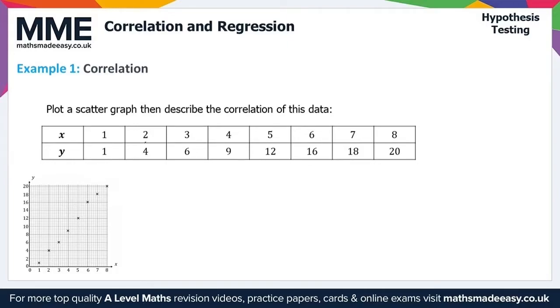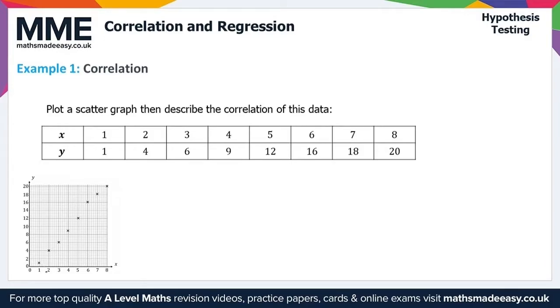Our next point is 2 units across and we go up 4 units. So we go across 2 units here and we go up 4 units there. Again following this pattern, 3, 6, so we go 3 units across and then we go up 6 units there. And like we can see, the rest of the points we just plot as we go along. Now we can easily identify the correlation based on this scatter graph.